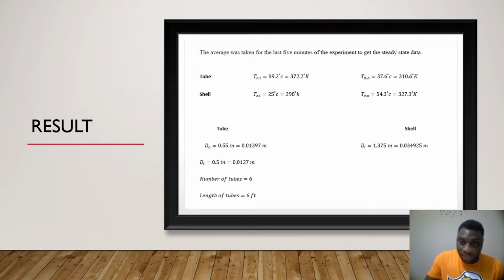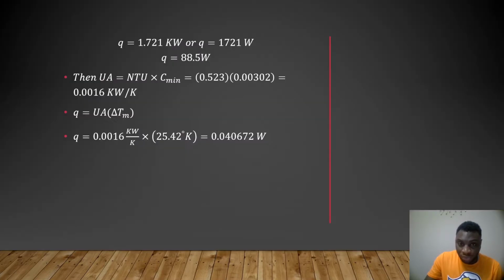So these are the assumed dimensions I used: the outer diameter, inner diameter, the number of tubes, as you can see in the picture, 6 tubes, and then the length of 6 feet, and the effective diameter for the shell. All these values went into the calculation, and in my Word document, I couldn't fit everything here in this PowerPoint.